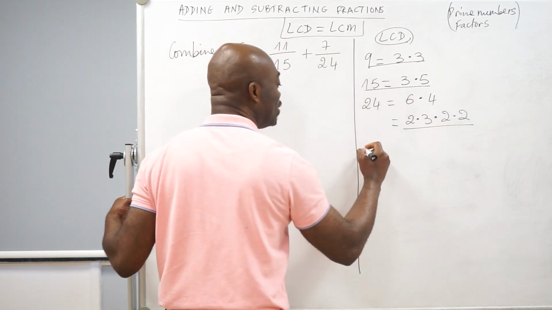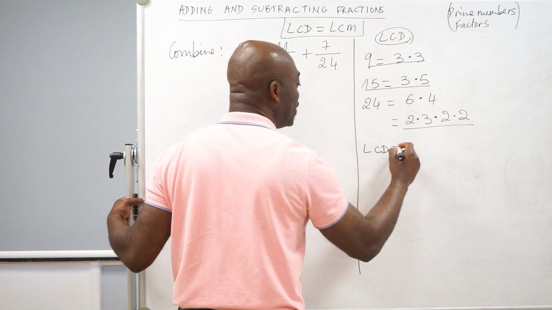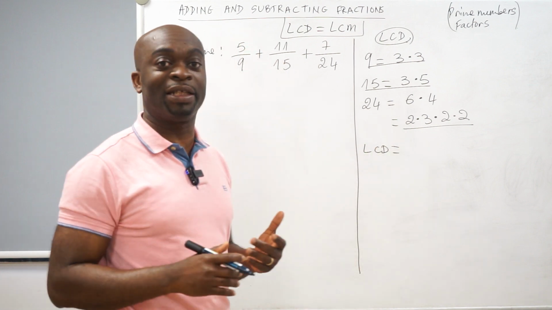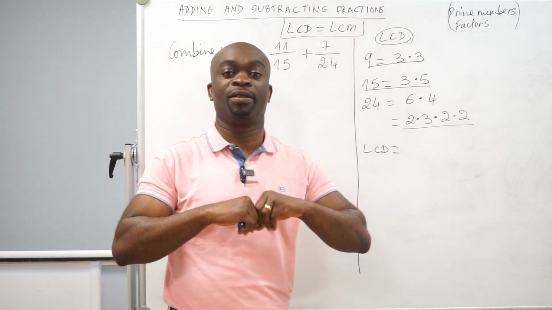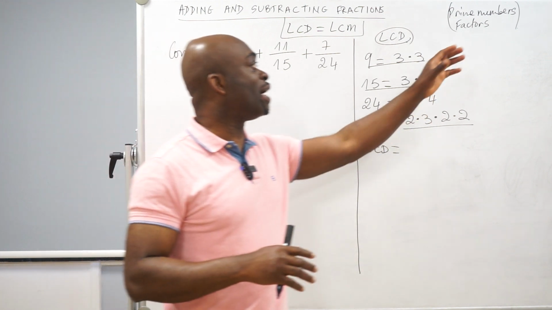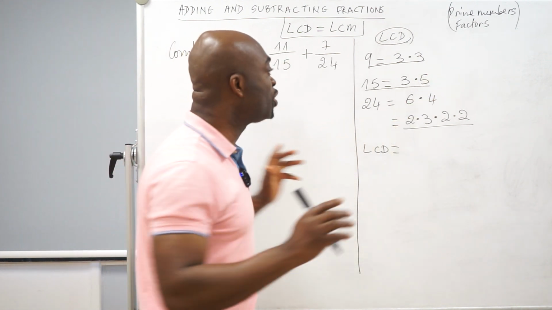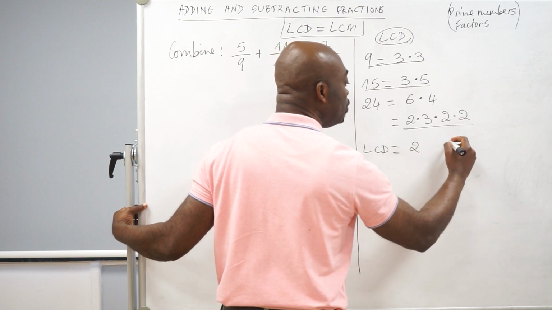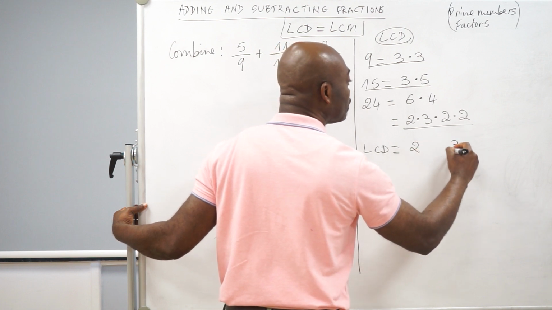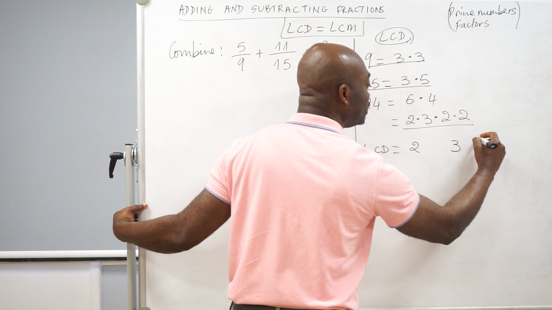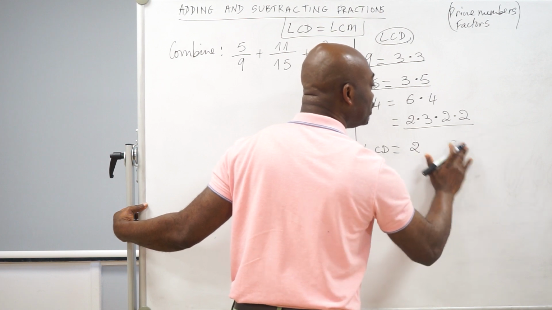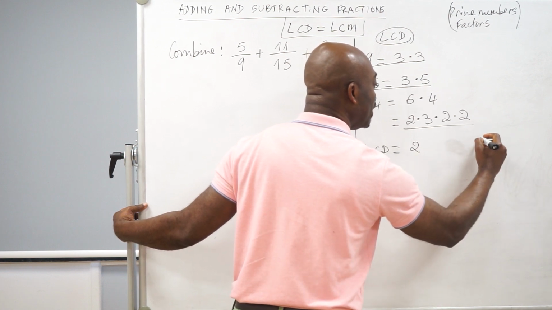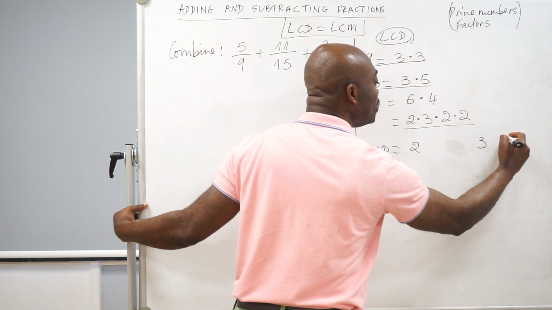So you have all three of them. Now you're looking for the LCD, the lowest common denominator. What will be the lowest common denominator again? You collect all the different prime numbers first, which are what? You've got 2, you've got 3, you've got 5. Let me put the 3 here, and then you've got 5.